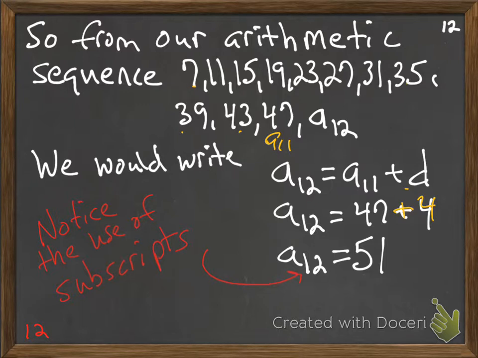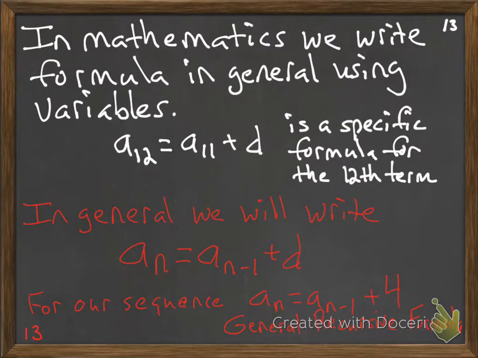Notice the use of subscripts. And look at what we had to do in order to find the 12th term. Could you imagine if they asked to find the 1000th term? That would take us quite a while because we would need the 999th term, and then we'd have to add that to the common difference. So this is where mathematicians found what we would call the explicit formula.